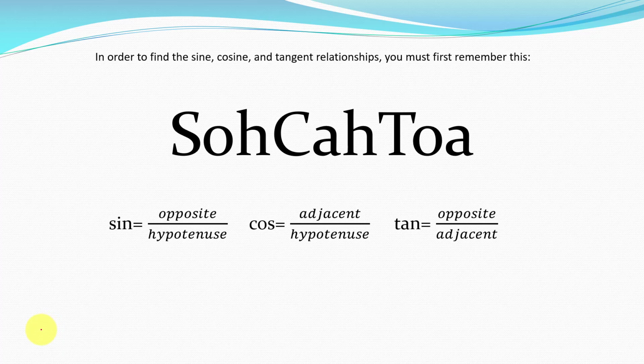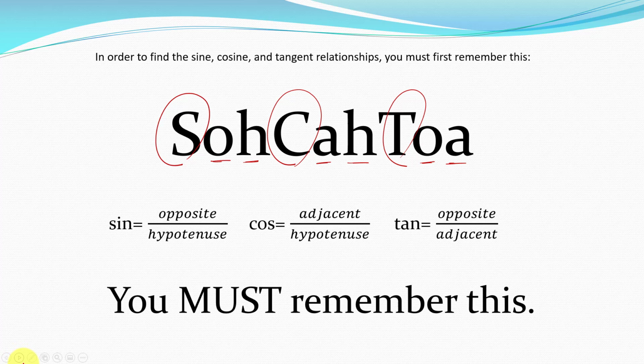It kind of sounds like an Indian Pocahontas kind of name. We say SOH CAH TOA. Say it over and over again. SOH: sine is opposite over hypotenuse. CAH: cosine is adjacent over hypotenuse. TOA: tangent is opposite over adjacent. All right, so plan on getting that memorized.